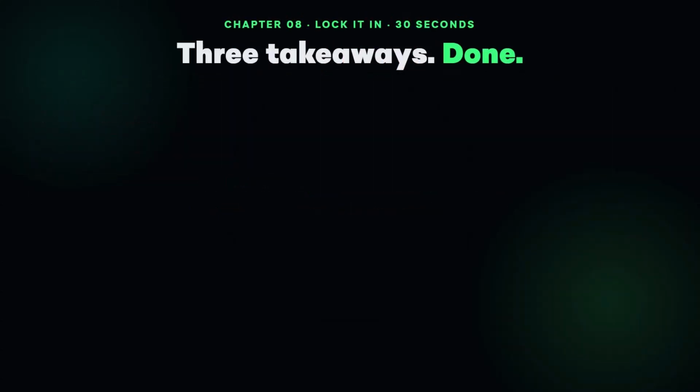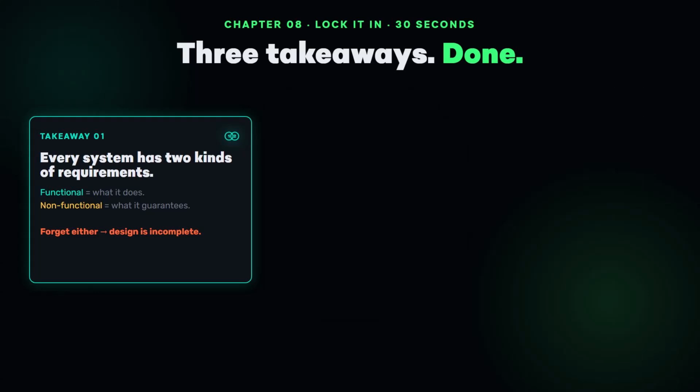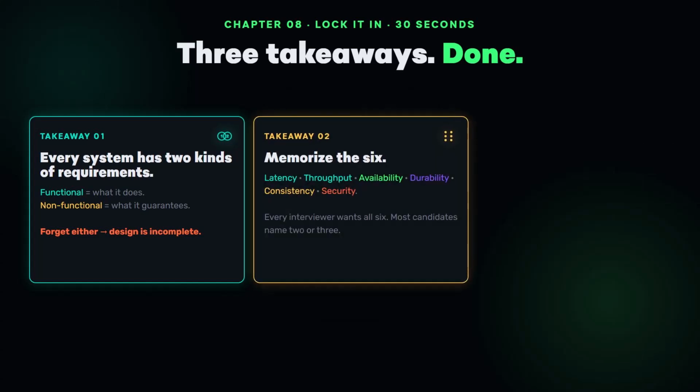Takeaway 1. Every system has two kinds of requirements. Functional is what the system does. Non-functional is what it guarantees. Forget either one and your design is incomplete. Takeaway 2 is, memorize the 6 non-functional requirements: latency, throughput, availability, durability, consistency, and security. Every interviewer wants all 6. Most candidates only name 2 or 3.